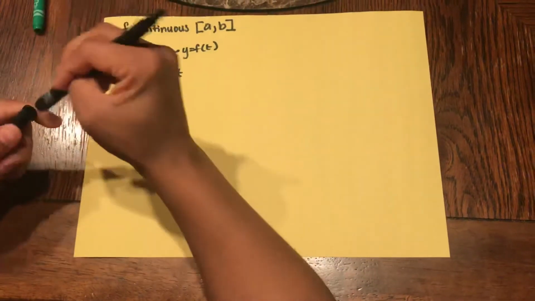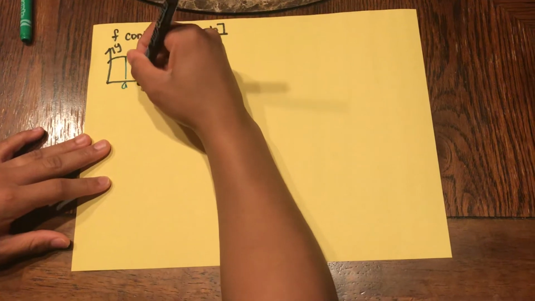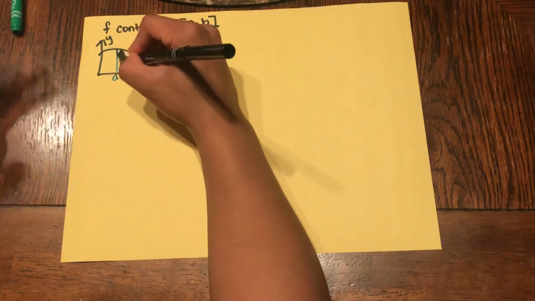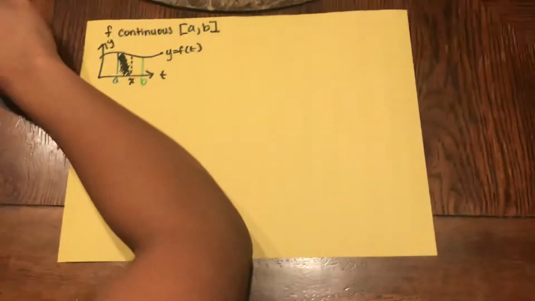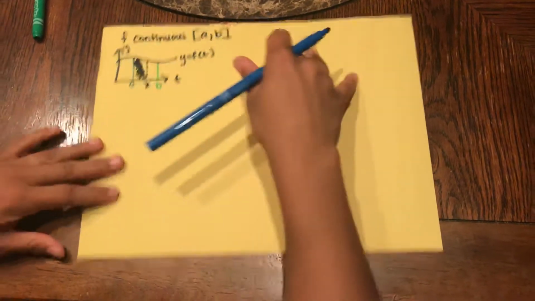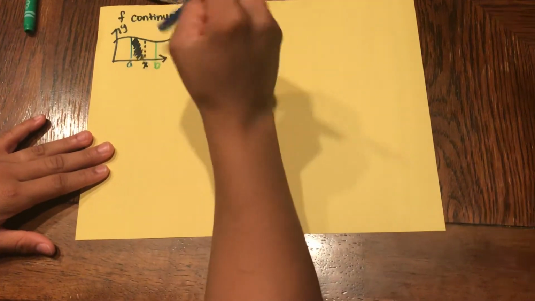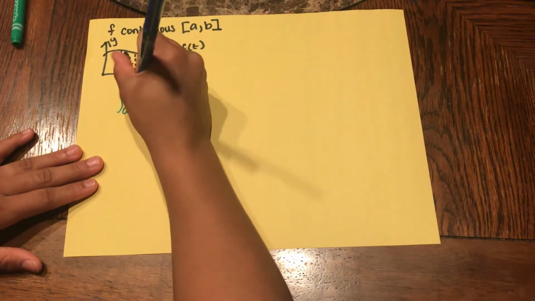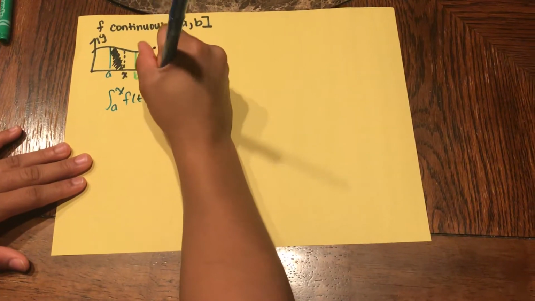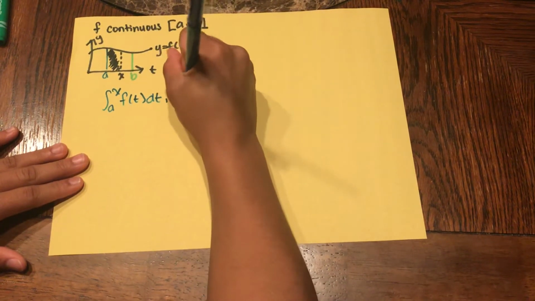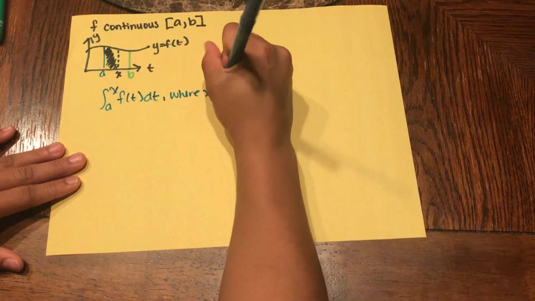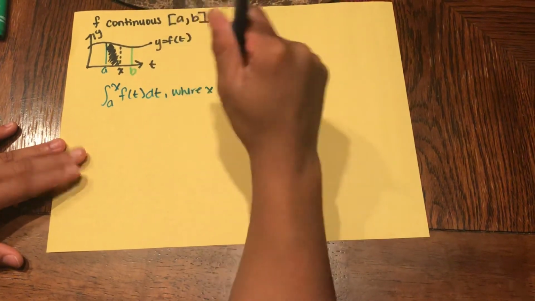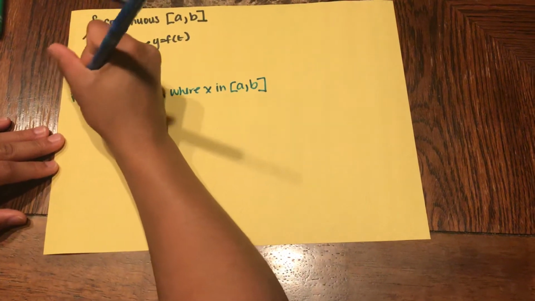Then we're going to have another variable x, and under the line, we're going to have to find the area, which is the area under the line. So for that, we're going to have to use our integrals. And so the integral for this function would be a to x f of t dt, where x is in the interval a, b.